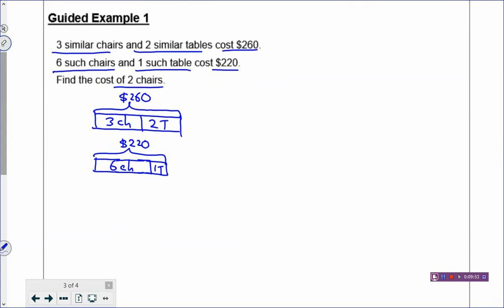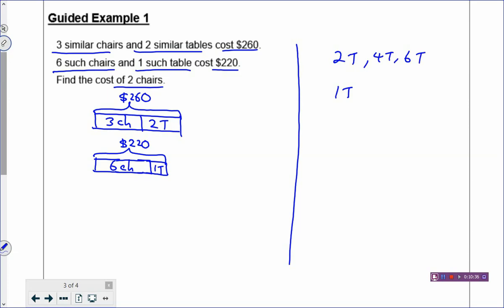Now, can we make the number of chairs the same? Or can we also make the number of tables the same? So how do we do that? To make the number the same, you just find the common multiple. For example, if I want to find the cost of 2 chairs, then I will make the number of tables equal. How to make them equal? You can see that there are 2 tables and there's 1 table in the model. So if you find the multiples of 2 tables, there'll be 4 tables, 6 tables, 2, 4, 6, 8, 10, 12, and so on.